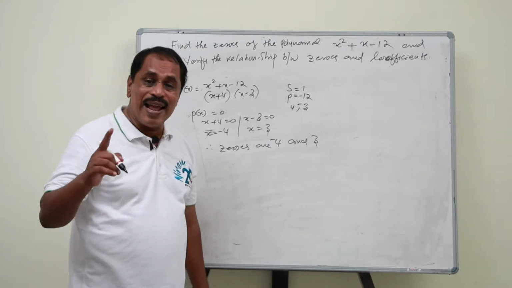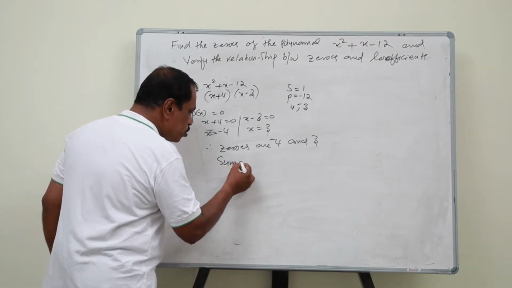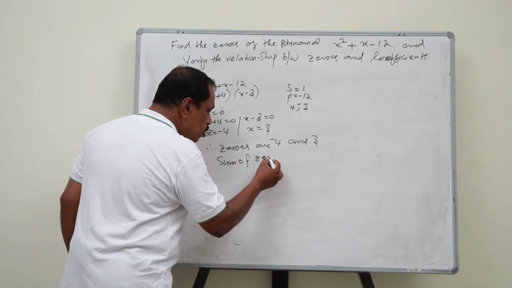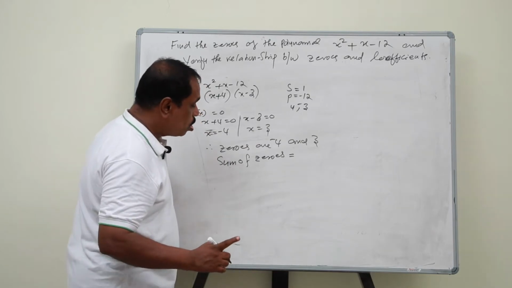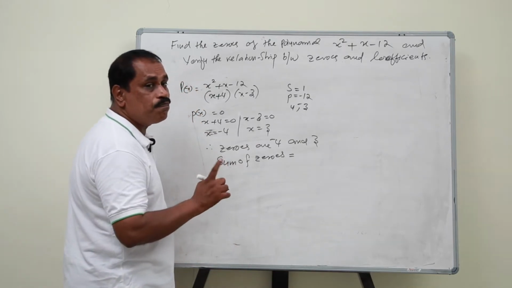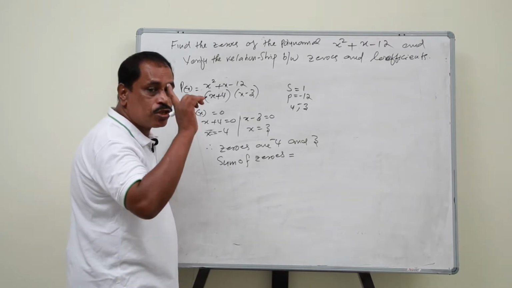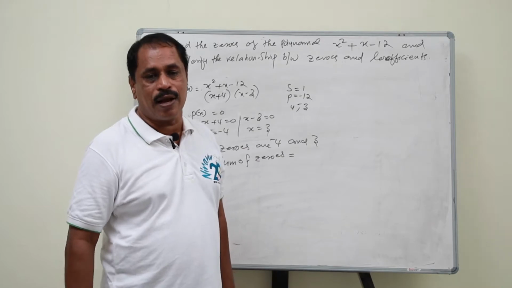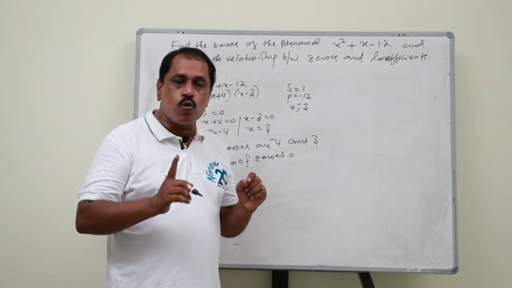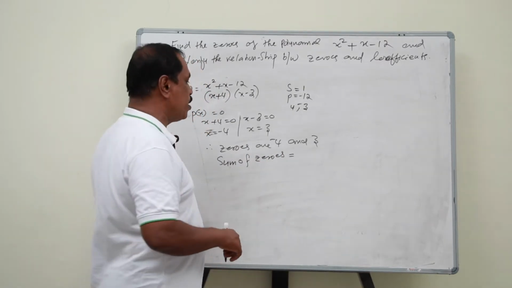Verify the relationship. Let us take the sum of zeros. Sum of zeros is equal to minus b by a. Remember, don't just write minus b by a directly, you will not get the mark. That is not the answer. You have to prove it. Clear? Sum of the zeros is equal to minus b by a, but we don't know that yet. We are going to prove it.